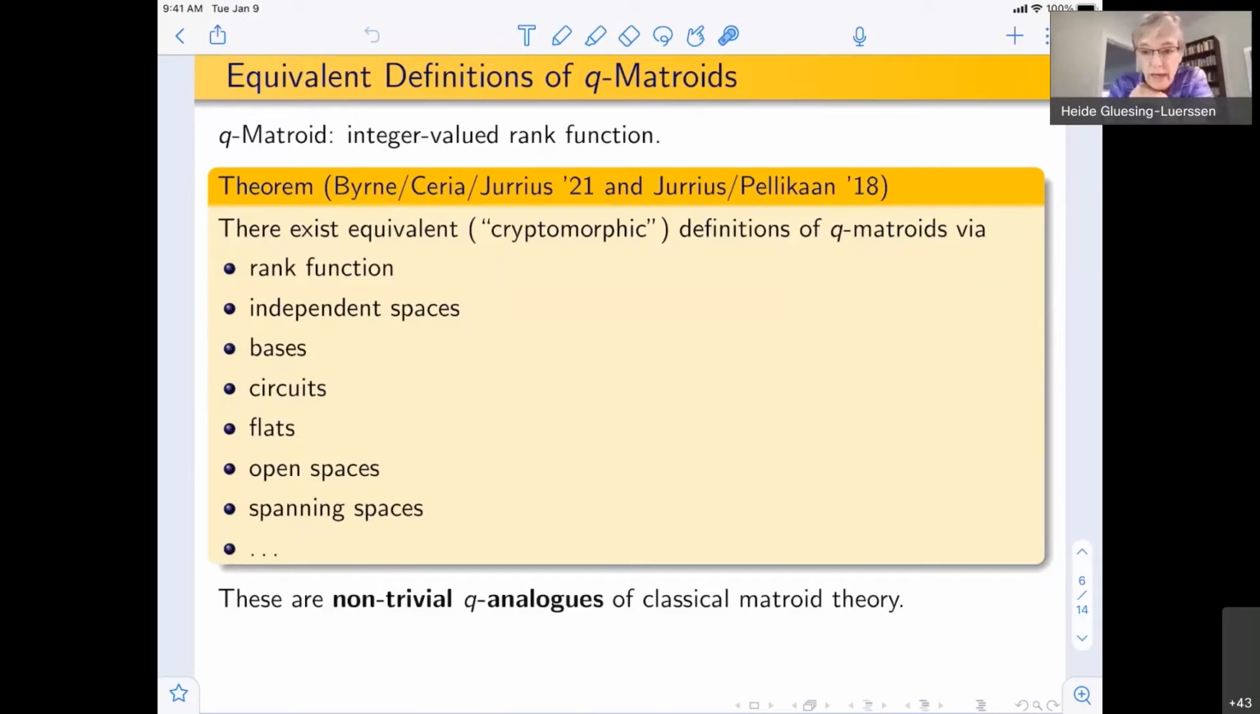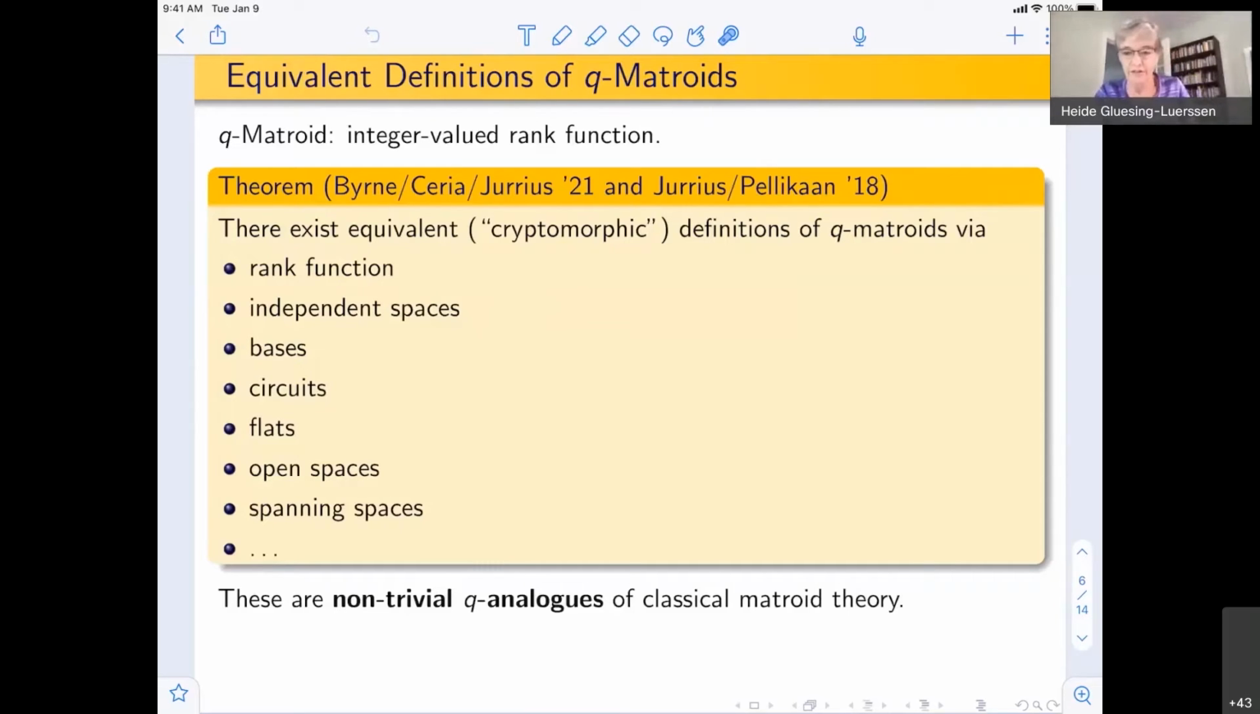So, question: can one do something similar for polymatroids, for q-polymatroids? And the answer is yes, sort of, based on independent spaces. That's what I'm going to show in the rest of the talk: how that works, what the differences are, and what the final answer then is. And this will also show that there are a lot of differences. That's not surprising.